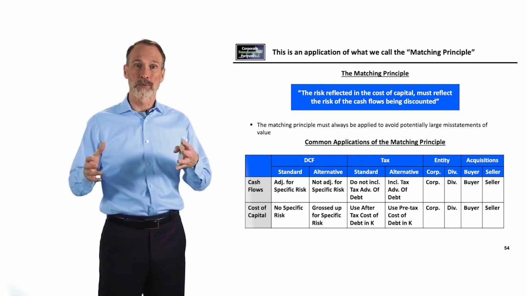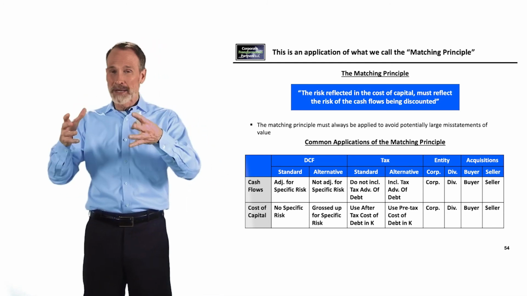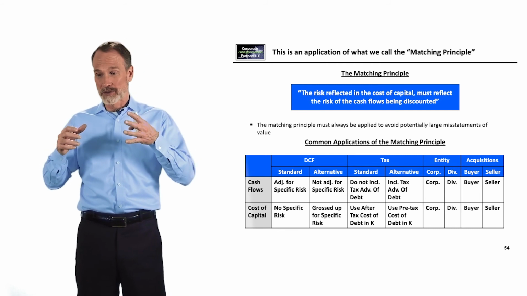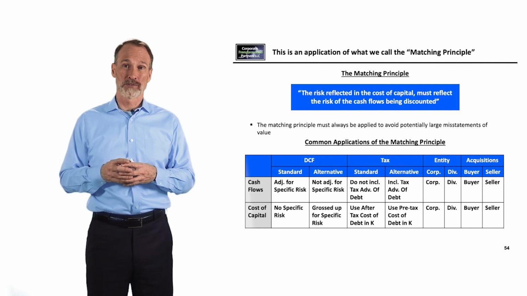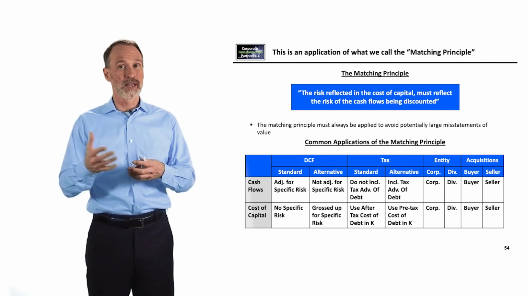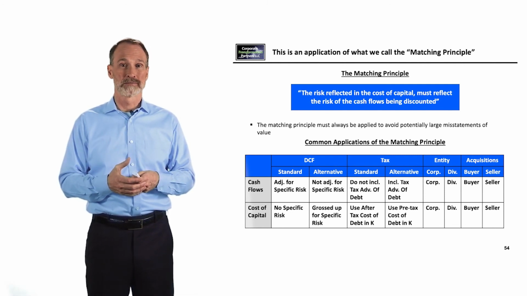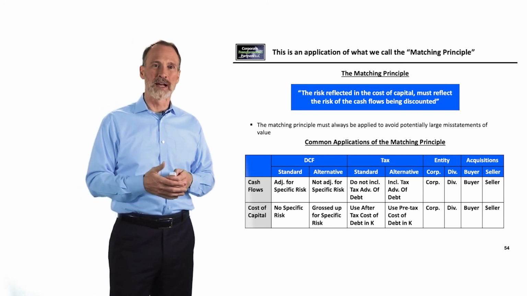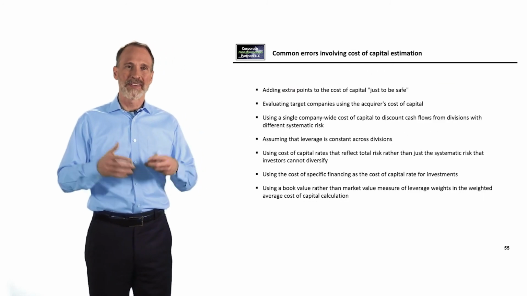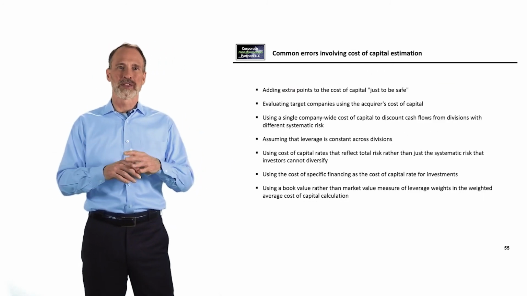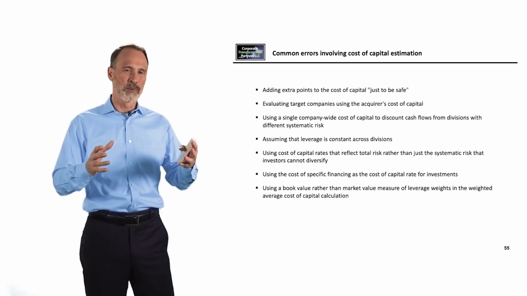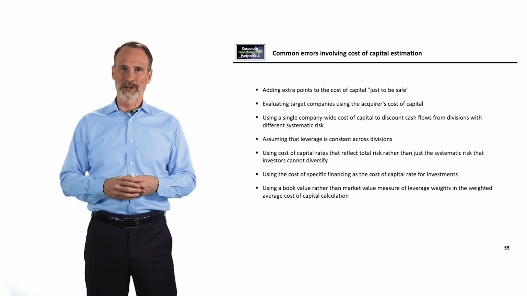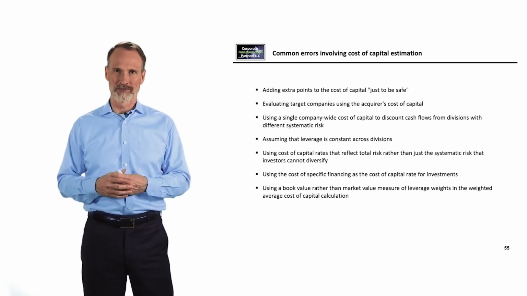And importantly for acquisitions, if you're using the buyer's cash flows, you want to discount them using the buyer's cost of capital. And if you're using the seller's cash flows, you want to discount them by a seller's cost of capital. So really important to follow this matching principle. And that leads us into what are some of the common errors involved in cost of capital estimation. The first one is adding extra points to the cost of capital just to be safe.